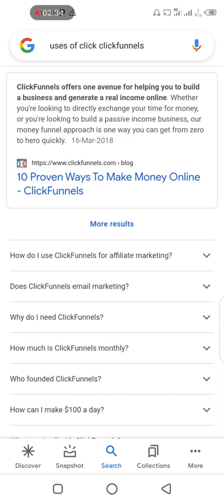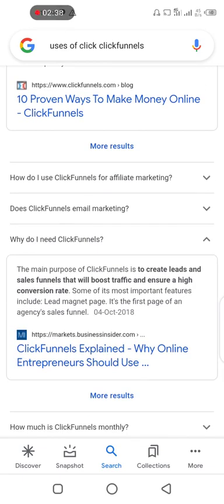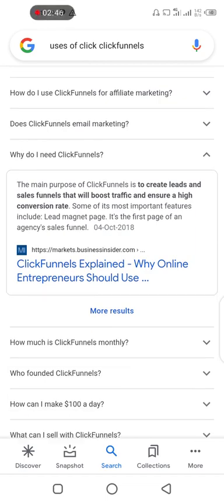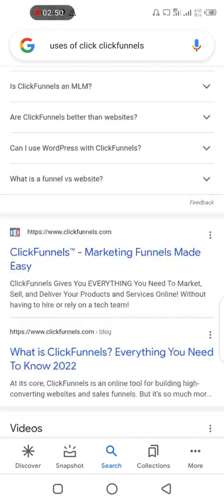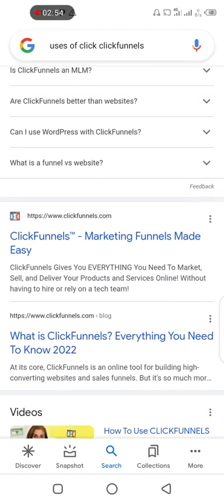So why do I need ClickFunnels? The main purpose of ClickFunnels is to create leads and sales funnels that will boost traffic and ensure a high conversion rate. Some of its most important features include lead management pages, and it increases the traffic on our website or any of our markets.